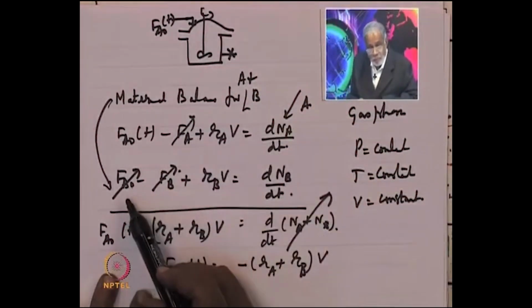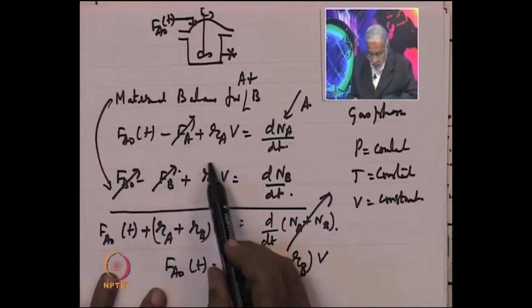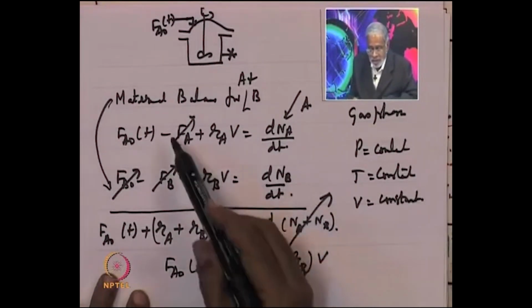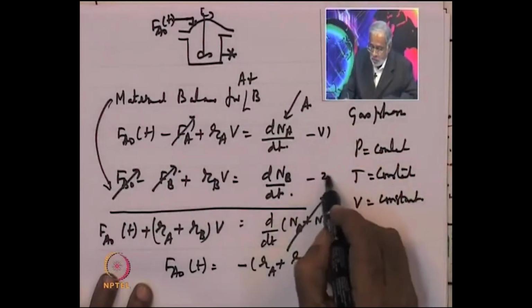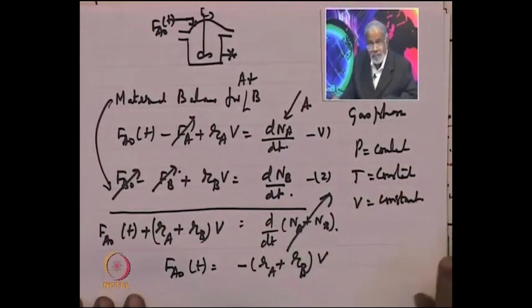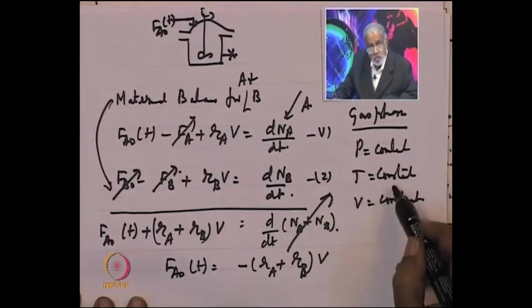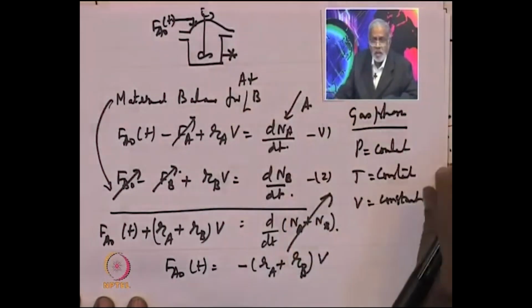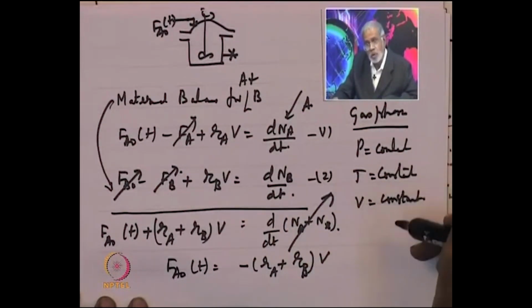Similarly, if you look at component B, there is no input of component B, there is no output of component B, and therefore rate of generation of component B equals accumulation of component B. So, the material balance for A and B gives us these equations 1 and 2. Now, let us recognize that this is a gas phase reaction where pressure is constant, temperature is constant, volume is constant. Volume is constant because the equipment volume does not change.